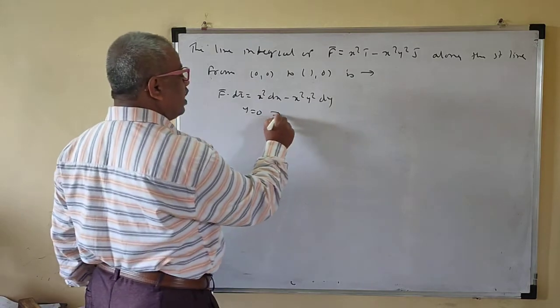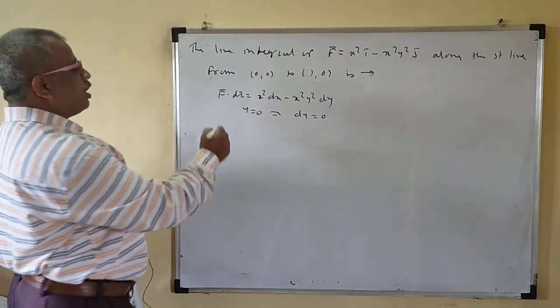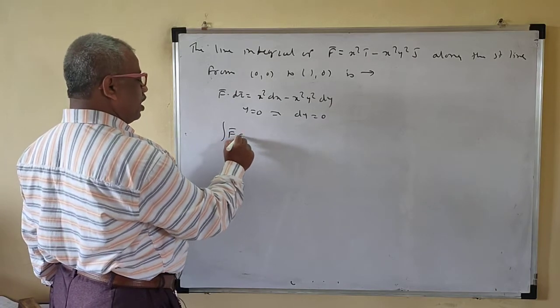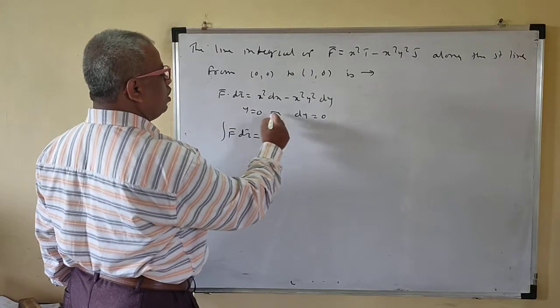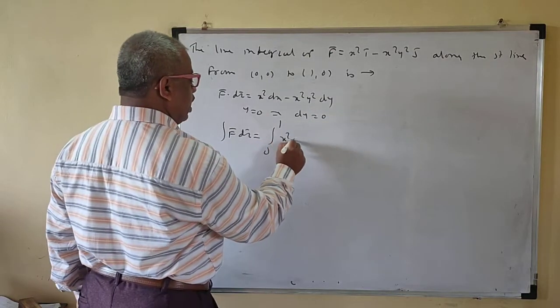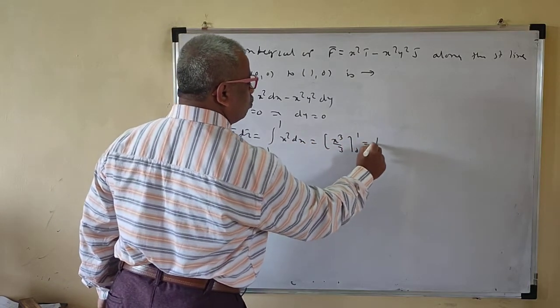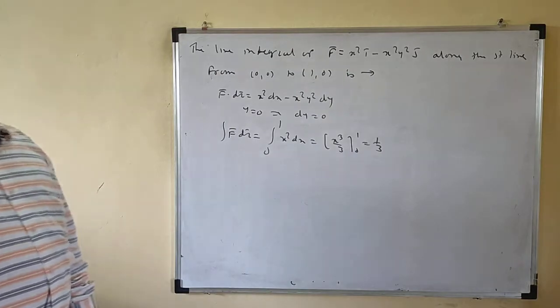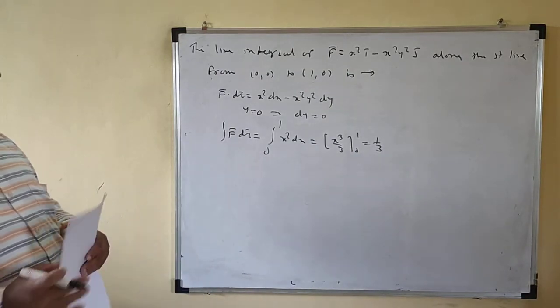That means your dy is equal to 0. So the line integral of f bar dot dr bar is the integral over x from 0 to 1, putting dy equal to 0 and y equal to 0. So this is simply x square dx, which is x cube by 3 from 0 to 1. So this will be 1 by 3. This is a very simple answer. Orally you can do this.